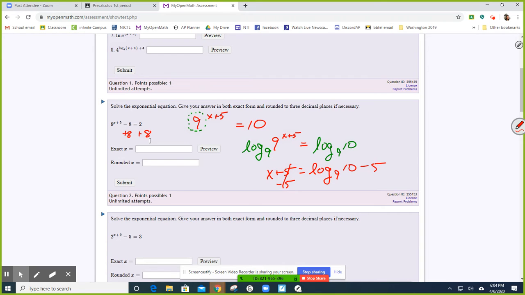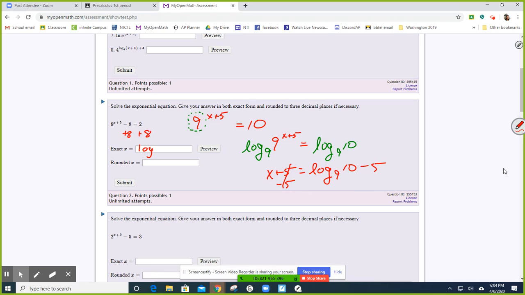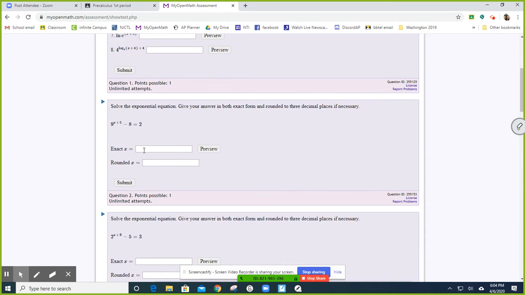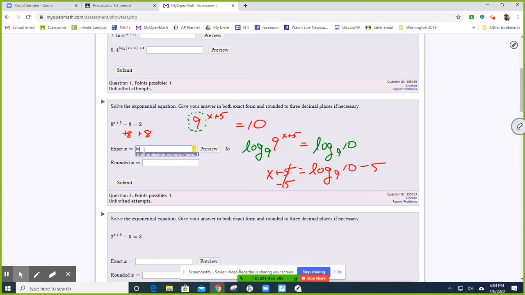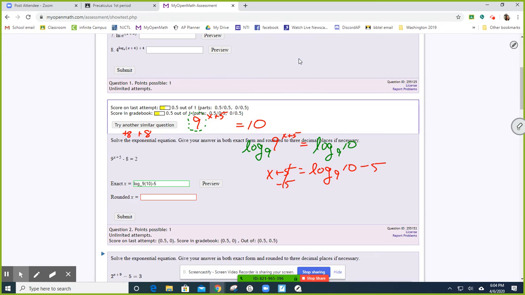I would come over here and I would just type in log. In fact, let me just go ahead and do it. Okay, somebody's got to mute themselves. I can't hear myself talk. Messes me up. Okay, so if I come over here, I'm going to say log. Then I got to go underscore 9 parentheses 10. Shut my parentheses minus 5. And I'm just going to hit submit to see if I'm right for that one.